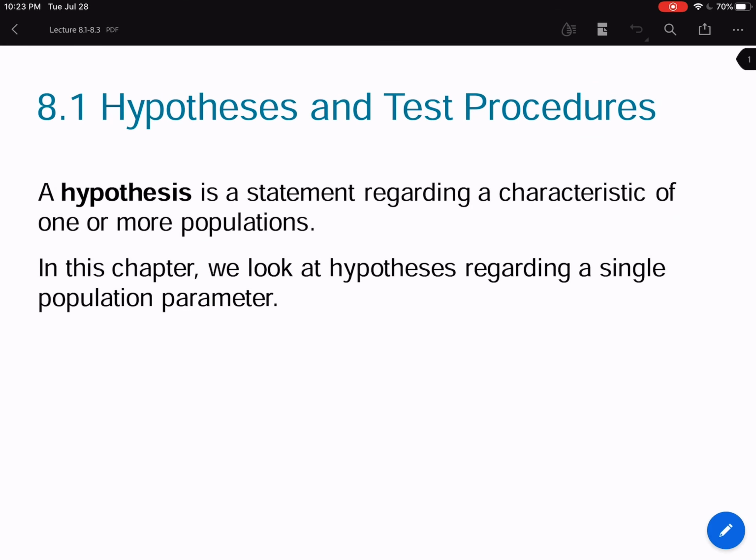Alright guys, in this video, we're getting to chapter 8. We're talking about hypothesis testing for this chapter, and we'll start with section 1, hypotheses and test procedures. First of all, let's take a look at the definition here.